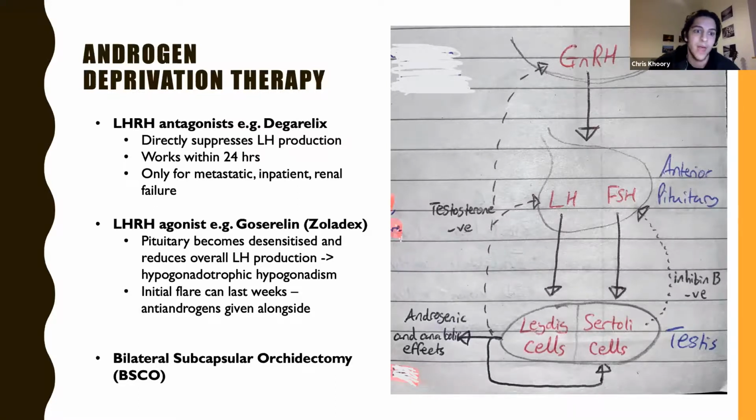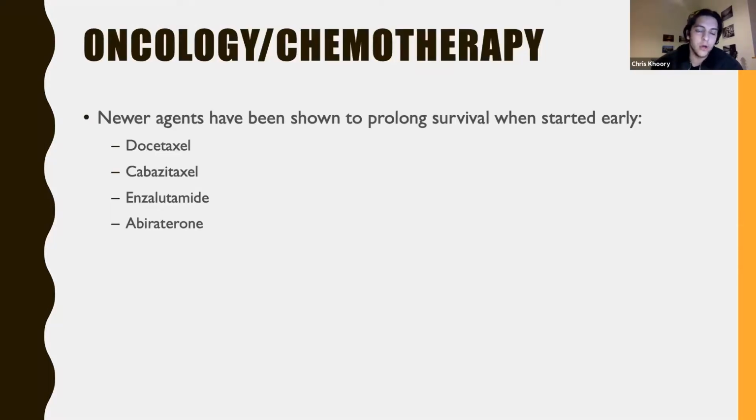So yeah, and you can also opt for a surgical procedure. So a bilateral subcapsular orchidectomy is effectively surgical castration to reduce the amount of testosterone and slow down the cancer. And last bit on prostate cancer, oncology and chemotherapy. So oncologists will work to find specific drugs that will help prolong survival in prostate cancer. And those are some of the examples of the drugs that are used.